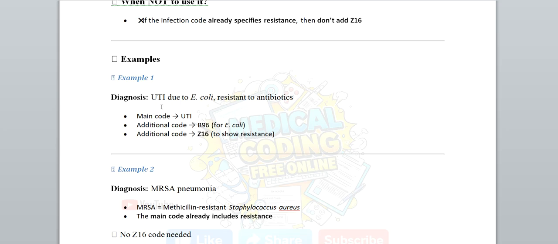For example, diagnosis: UTI due to E. coli resistant to antibiotics. The main code is UTI, the additional code B96 for E. coli, and an additional code Z16 to show resistance. So first you code the main code, UTI, second E. coli, and next the resistance to antibiotics, since it is mentioned. So we code the main code first, then additional code, then the next additional code.